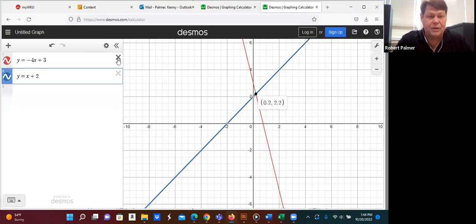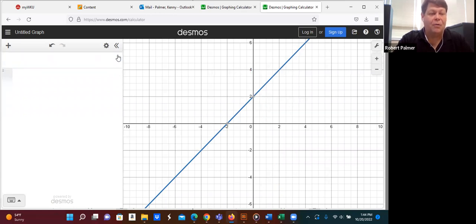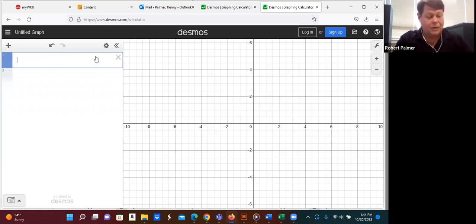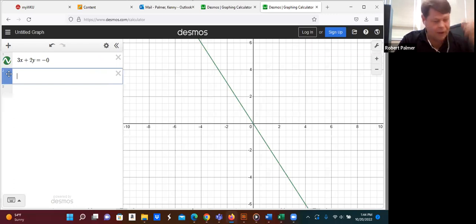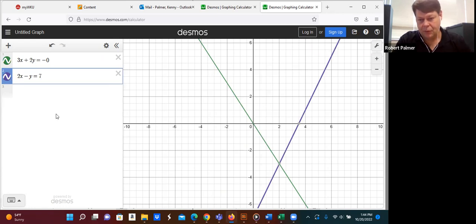Okay, so let me actually get rid of both of these. But we can also, you don't have to solve for y to graph both. We can actually graph them as they are. And so we have 3x plus 2y is equal to 0. And we have 2x minus y is equal to 7. Okay, and if we check, make sure this is the same thing, right? So that's what we got. We have one solution, and they only intersect at one point, and that solution is the point 2, negative 3, which is exactly what we got.